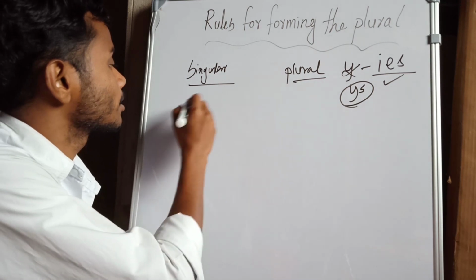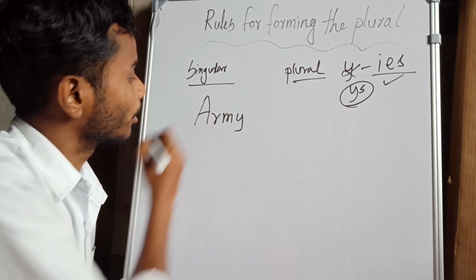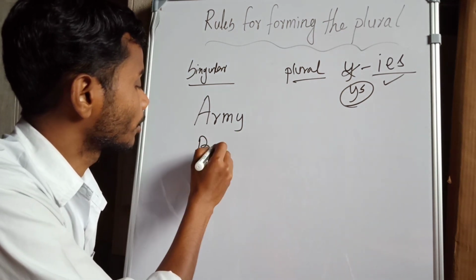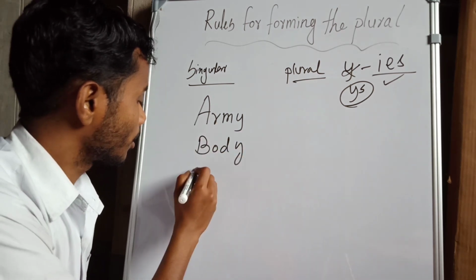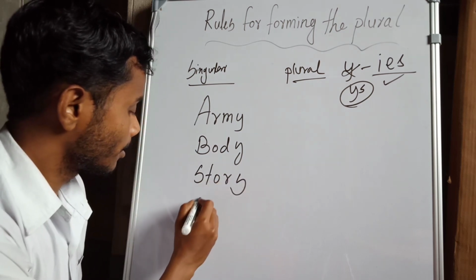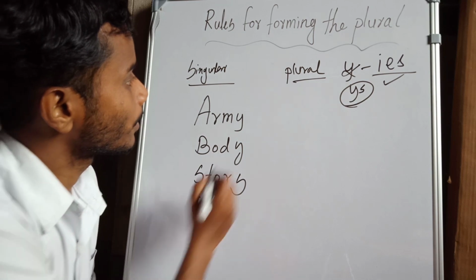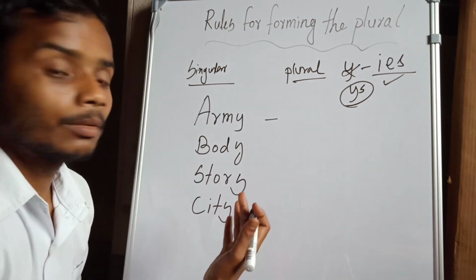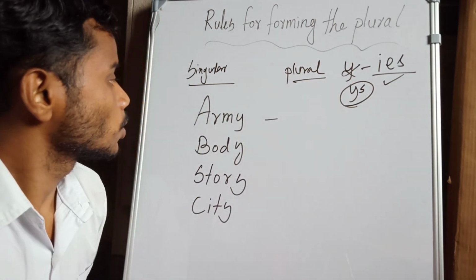Okay, for example, army, ARMY. Okay, I will write down more. Body, BODY. After that, story, STORY. City, CITY. Okay, friends, now these are the nouns. How will these nouns become plural? So what you have to do?